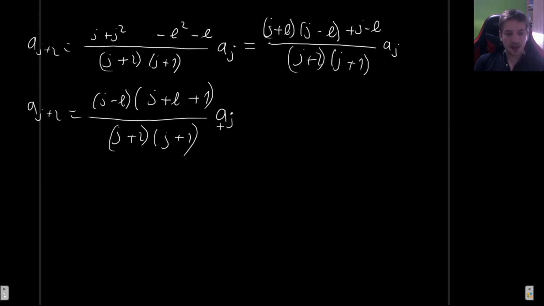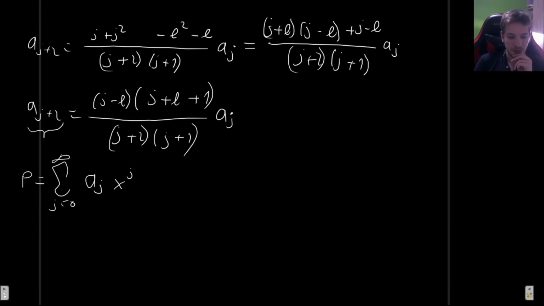By the way, since we have a_(j+2), that means our terms will be either even or odd. Remember, our solution p is just going to be of the form of a summation, j equals 0 to infinity, of a_j x^j. If we have any of these, for example a_1, then we go to a_3, a_5, a_7, and so on. We are only going to be in the even or odd powers.